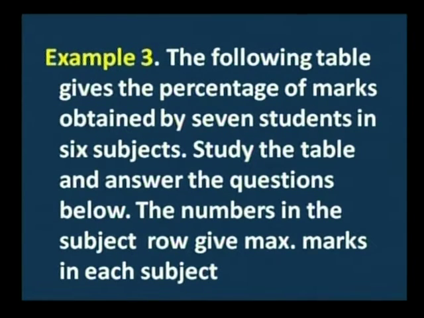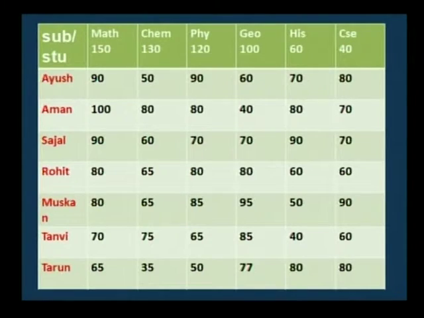So, I will repeat the problem. The following table gives the percentage of marks obtained by 7 students in 6 subjects. Study the table and answer the questions below. The numbers in the subject row give maximum marks in each subject. So, that is your problem, and this is the table.